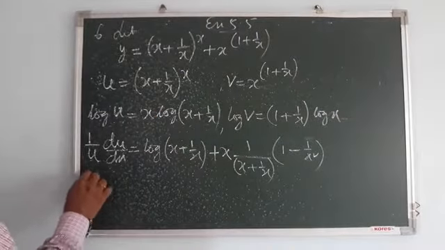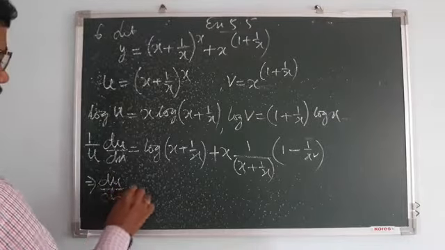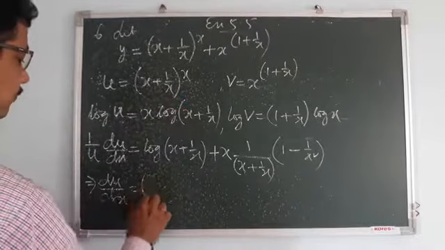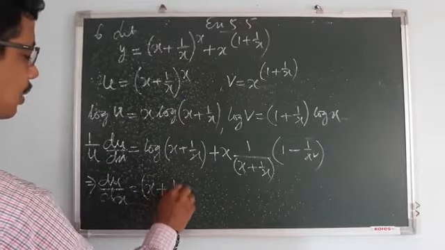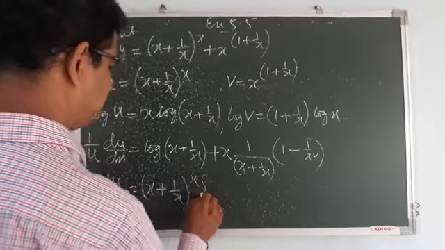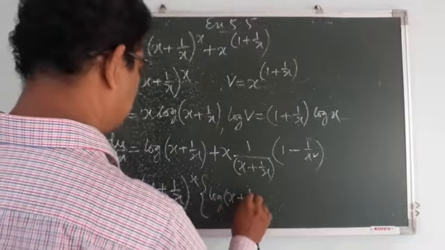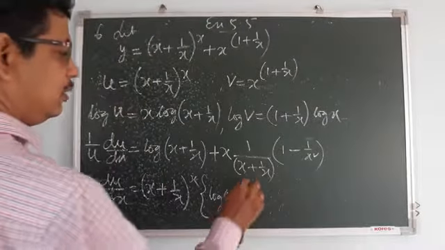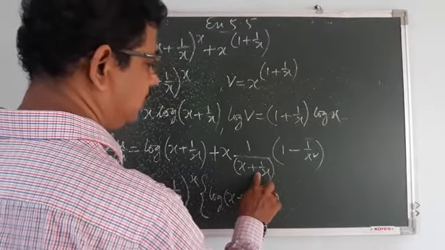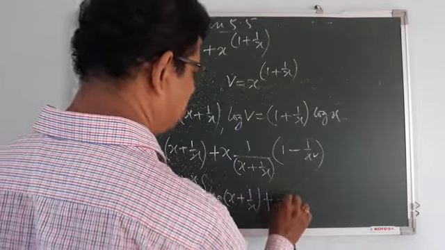Then, what is du dx? We get du dx as u into this term. U is x plus 1 by x to the power x. Then, total this term, log x plus 1 by x, and if we simplify this one, here if we take x LCM, then it will give what?